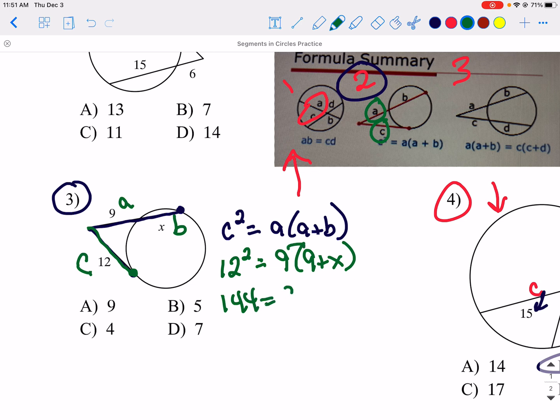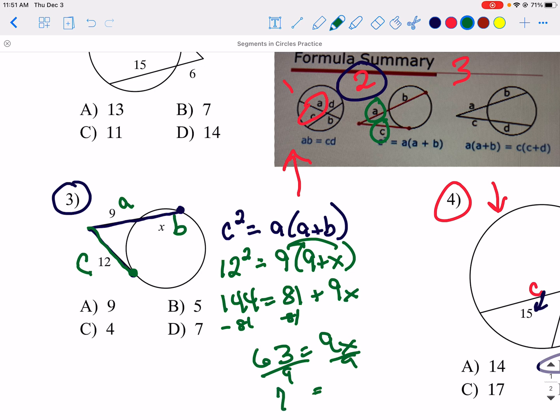Distribute, 9 times 9 is 81. And then 9 times X is 9X. So let's get the X by itself. I subtract 81 from both sides. 144 minus 81 is 63. So dividing by 9, we get 7 is X.